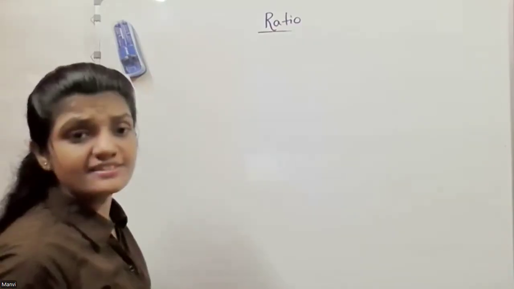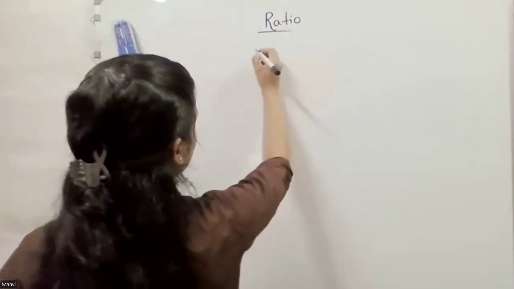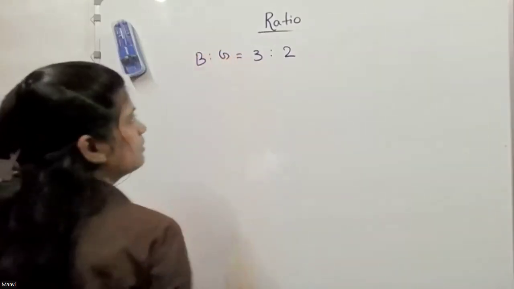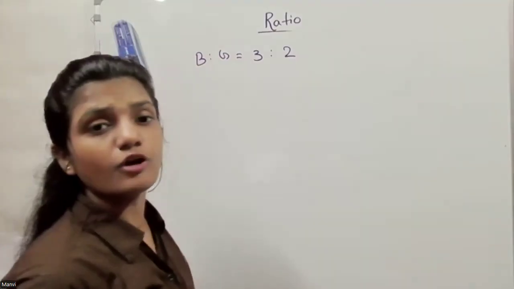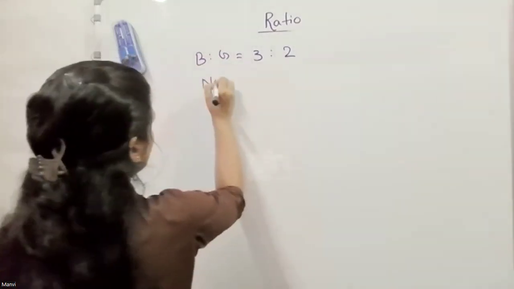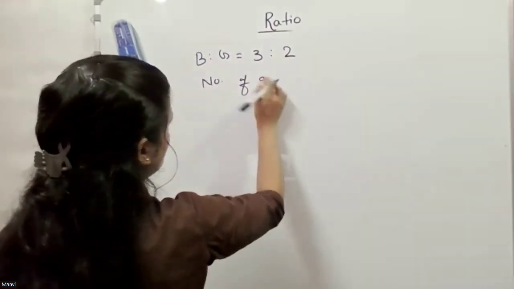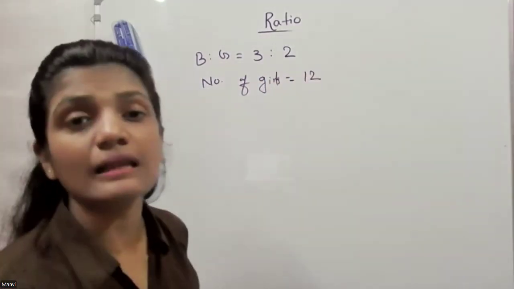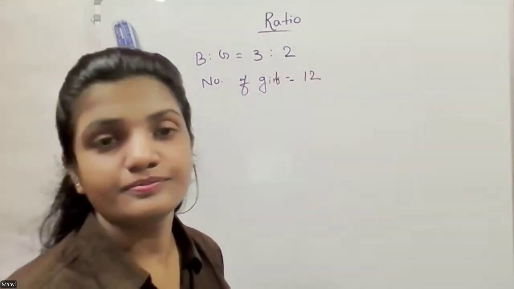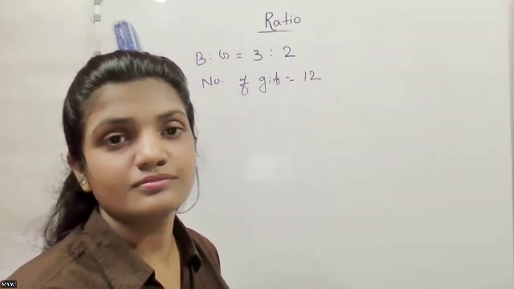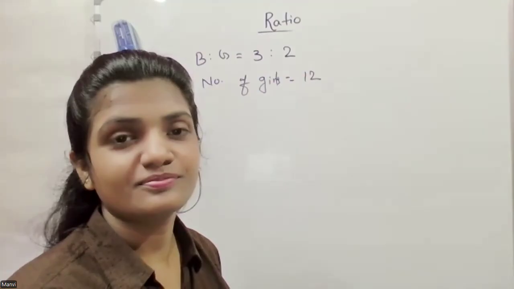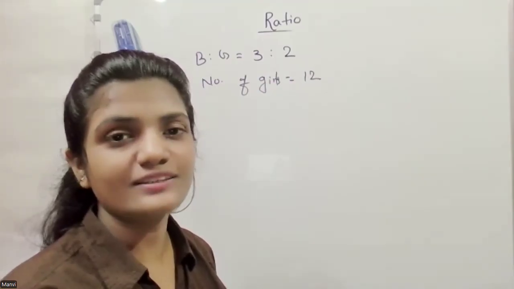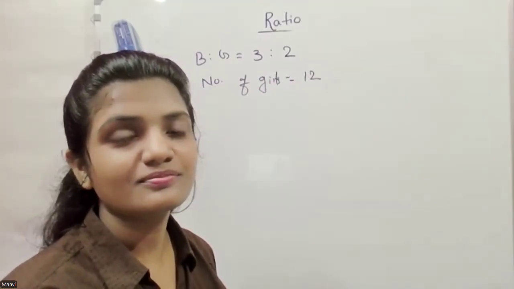For the same question, if they say now calculate the total number of children. For example, 3:2 is actually the ratio of boys to girls, and it says the number of girls is 12. Now tell me the total number of children in the school. Total number of children. 30. How did you calculate this?